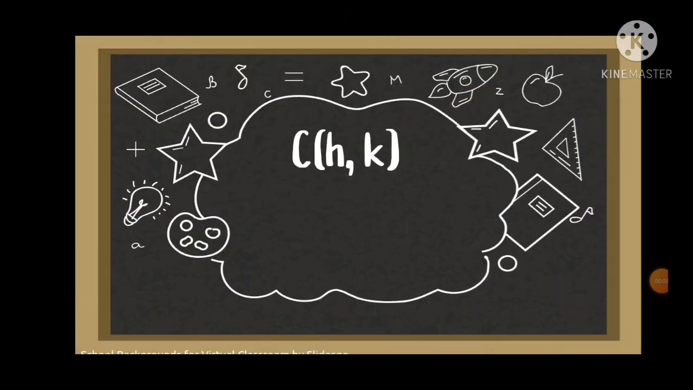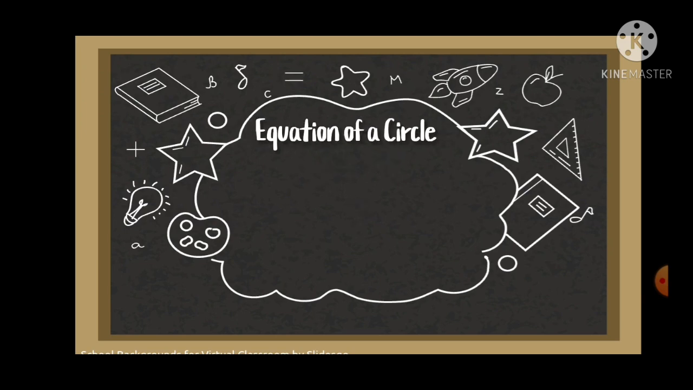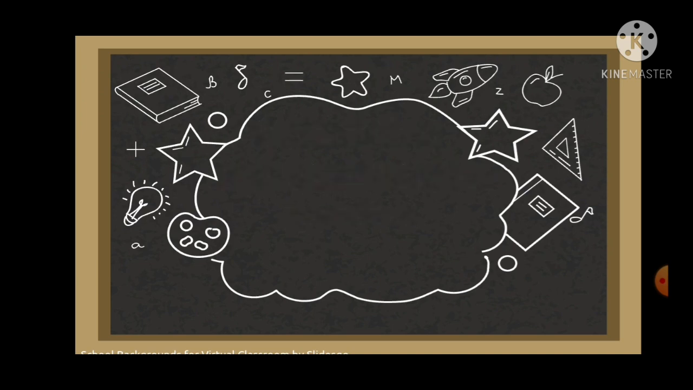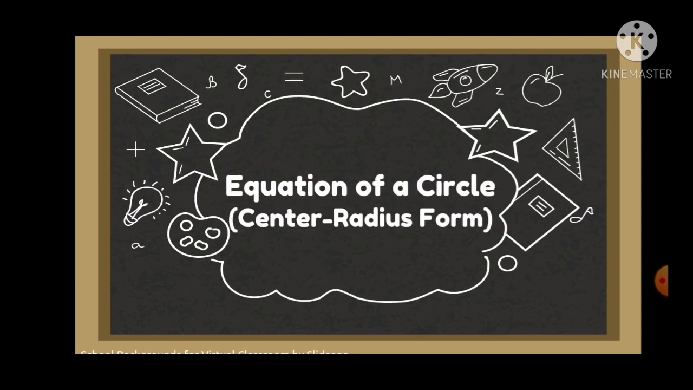The coordinates of the center of a circle and the length of its radius can be determined by just looking at the equation. There are two ways of writing the equation of a circle: the center radius form, or the standard form, and the general form. We are going to discuss first the center radius form.